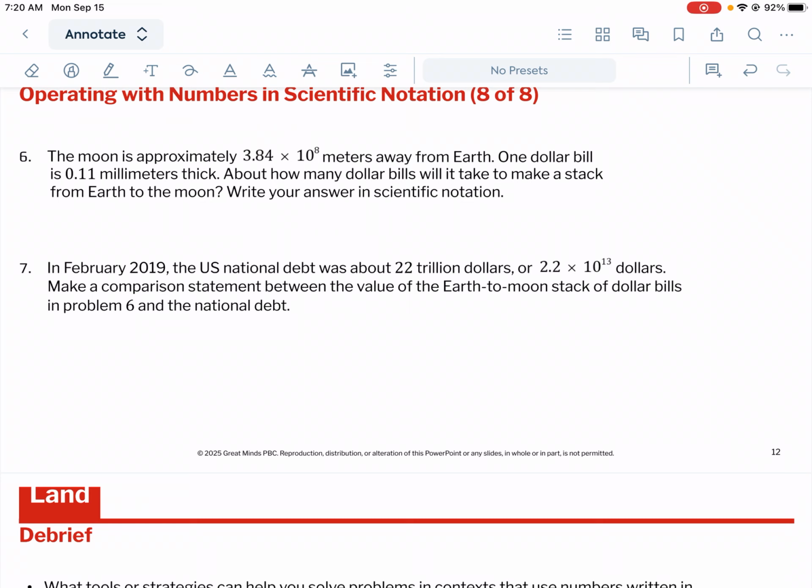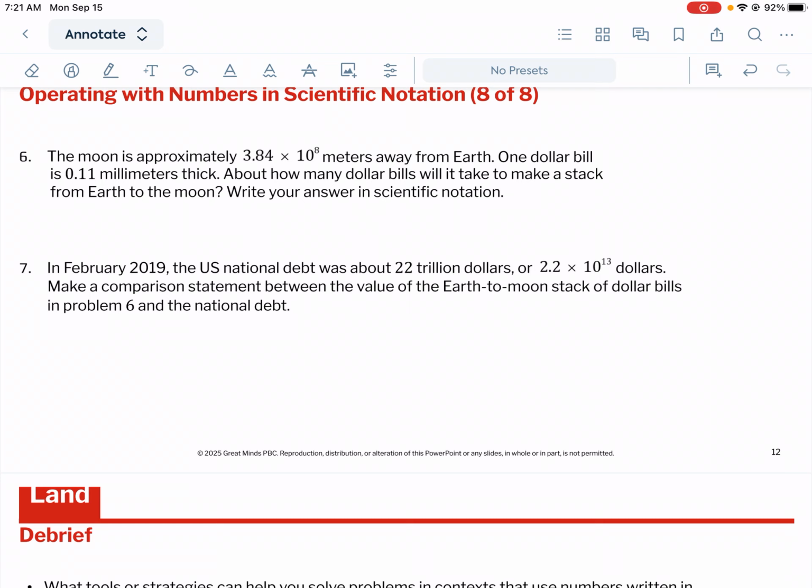In number 7, in February 2019, the U.S. national debt was about $22 trillion, or 2.2 times 10 to the power of 13 in scientific notation. Make a comparison statement. That means you're going to write a sentence between the value of the Earth to Moon stack of dollar bills in problem 6 and the national debt. So all that means is you're going to take your answer from number 6 on how many dollar bills you need, and you're going to compare that to the U.S.